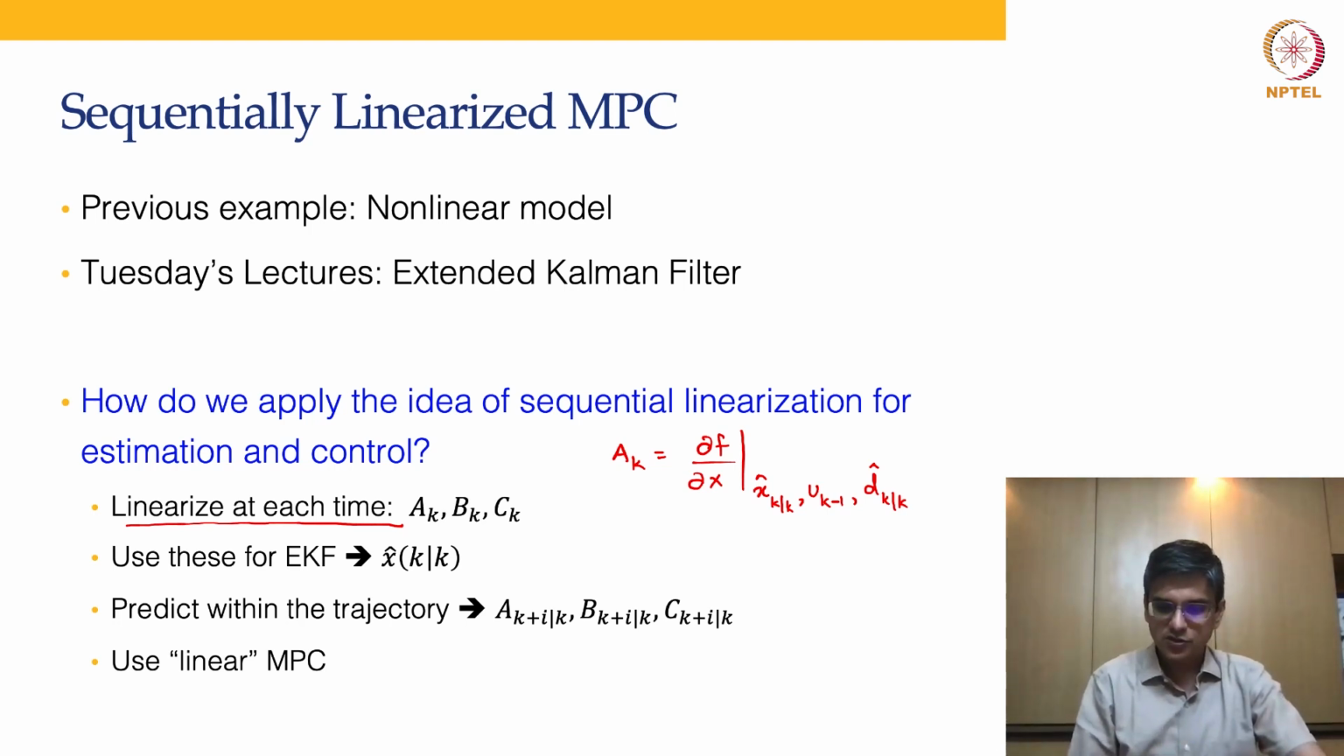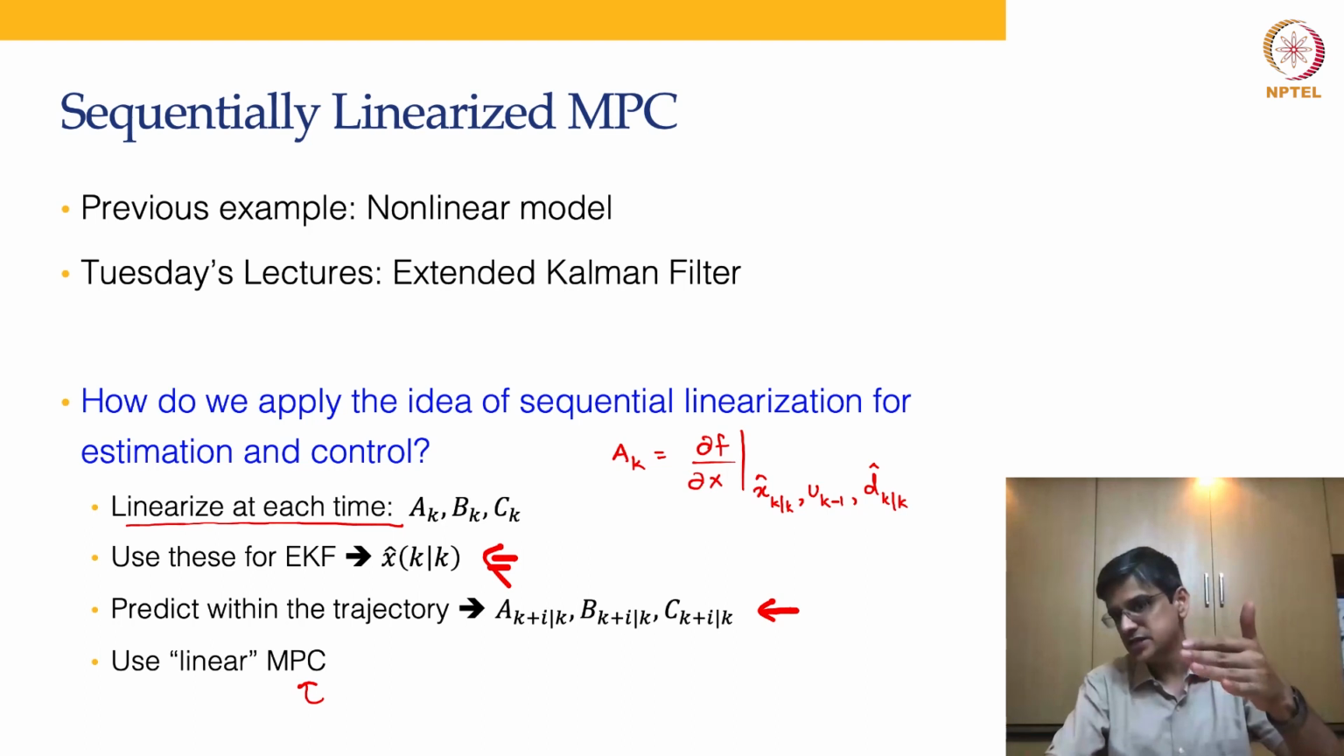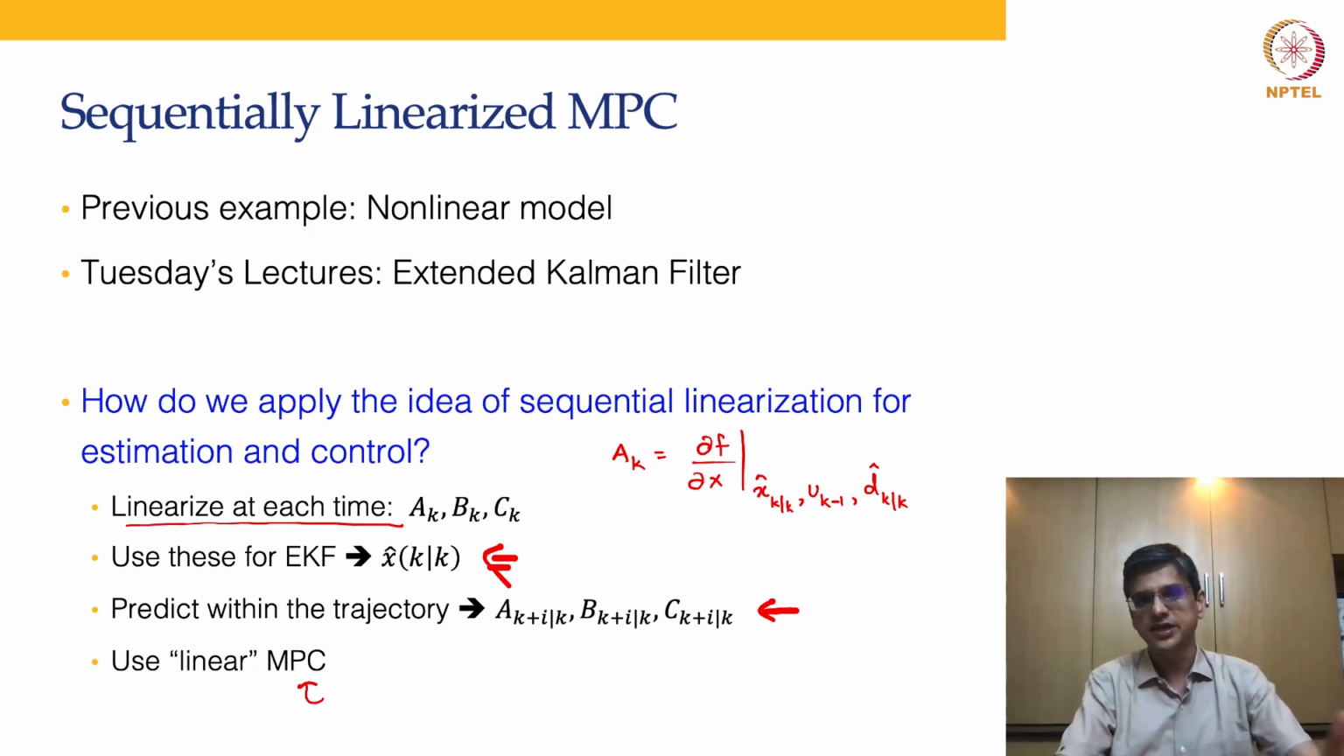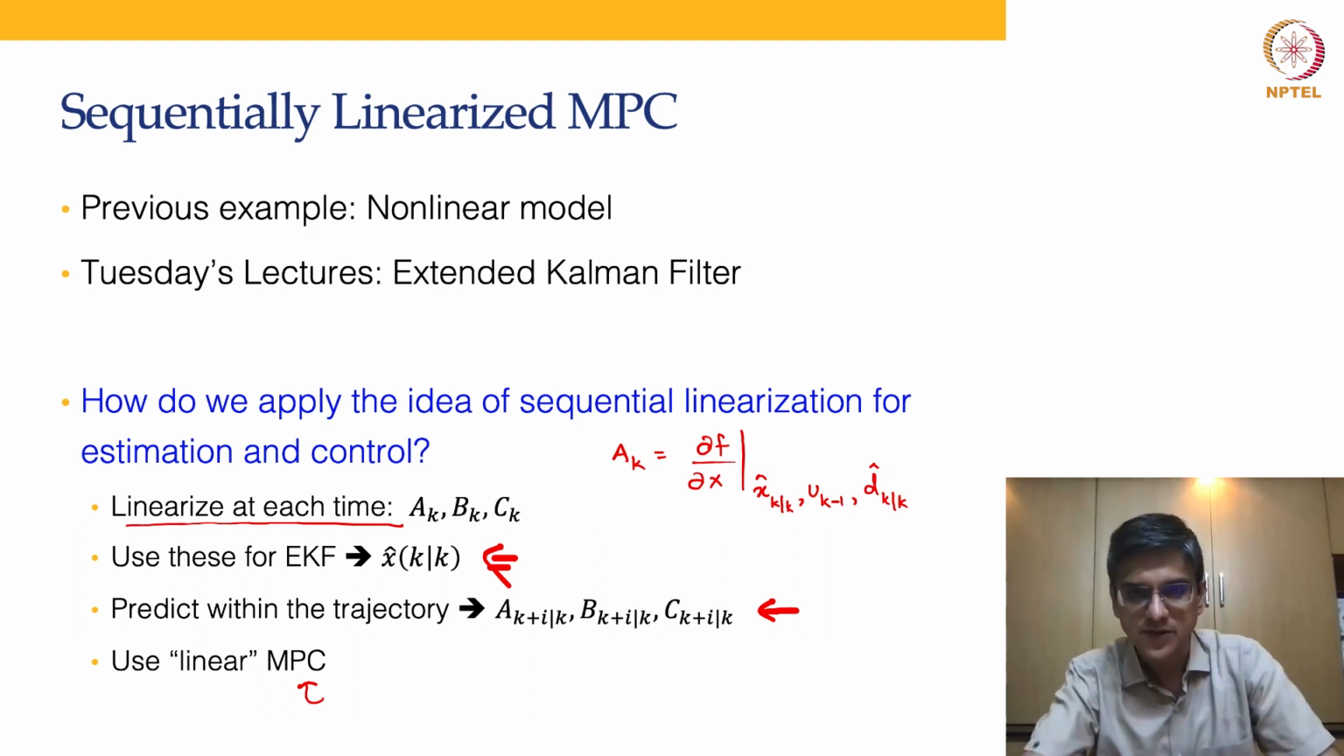so once you get A, B and C matrices, you use them in order to get x hat, and with that x hat you predict the trajectory using A, B and C matrices, and the concepts of linear MPC are then applied in a similar manner. So it is linear MPC, but at each time the linear MPC is recomputed using the new matrices A_k, B_k and C_k. That is what this paper talks about.